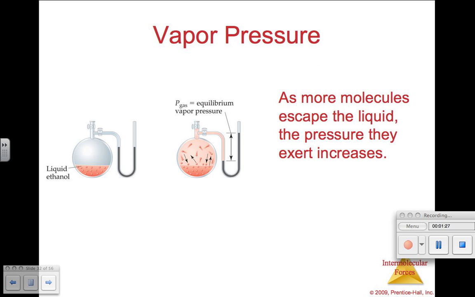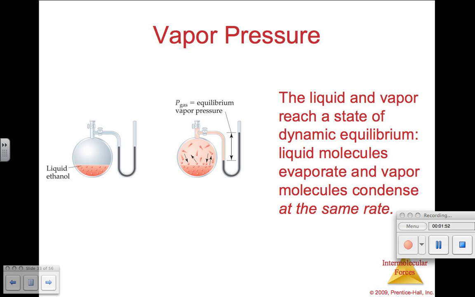So vapor pressure: as more molecules escape the liquid, there's more pressure exerted. If it's in a container, it's going to exert some pressure as more of that liquid goes into the gas phase. And obviously, in this example here, you could measure that pressure by connecting it to a manometer where you have a level of mercury, and you can measure how that mercury rises depending on the vapor pressure formed.